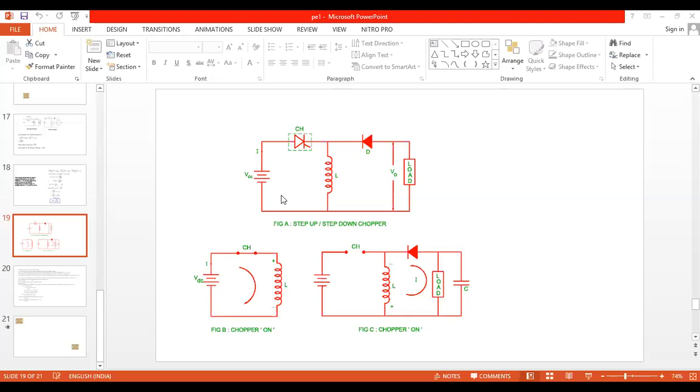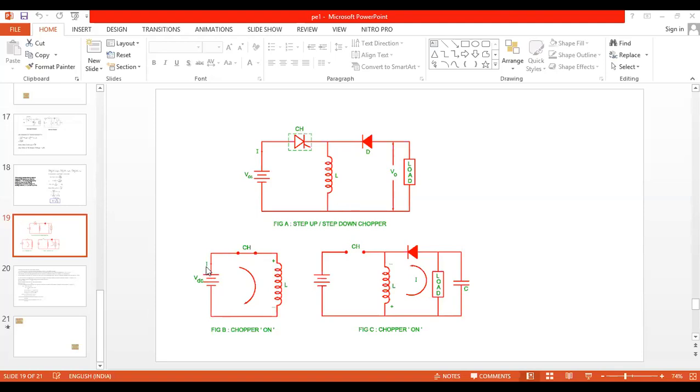When the chopper is on, energy is not transferred to the load. This is the most important point. Chopper on means it is just like a wire, as you can see here. When the chopper is on, through this circuit we are not able to transfer the energy to the load. So, when the chopper is on, energy is not transferred to the load. Three points are quite sufficient.